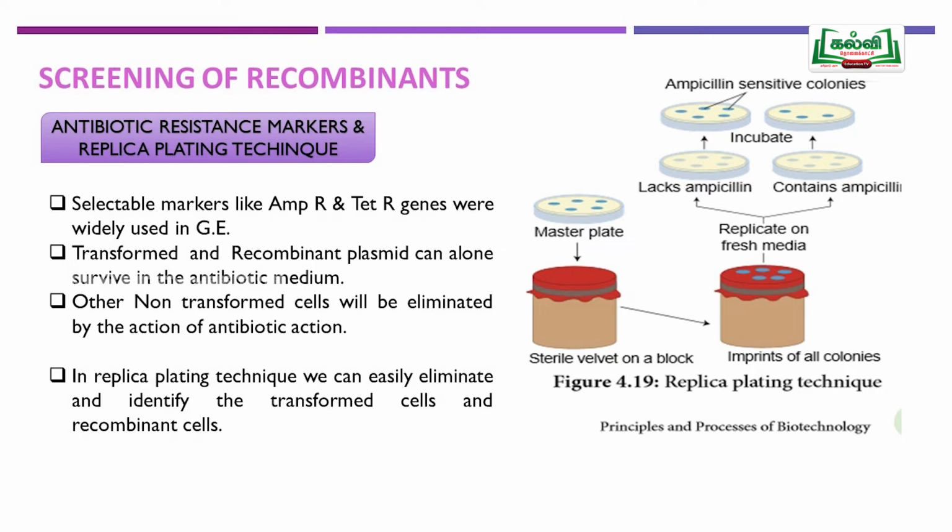In the replica plating technique, what we are actually doing is taking a replica from the master plate and placing it on a normal medium and on another antibiotic-containing medium. In the normal medium, that means Luria broth medium, the organisms will grow. In the antibiotic-containing medium, only the recombinant and transformed organisms will survive. The remaining non-transformed ones will be killed by the action of the antibiotics.